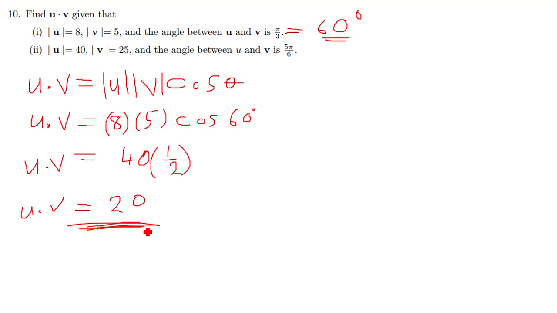So you solve the other question in the same way. Even this other question, this one, you solve it in the same way. You've been given the magnitude of u, the magnitude of v, and the angle between the two vectors.